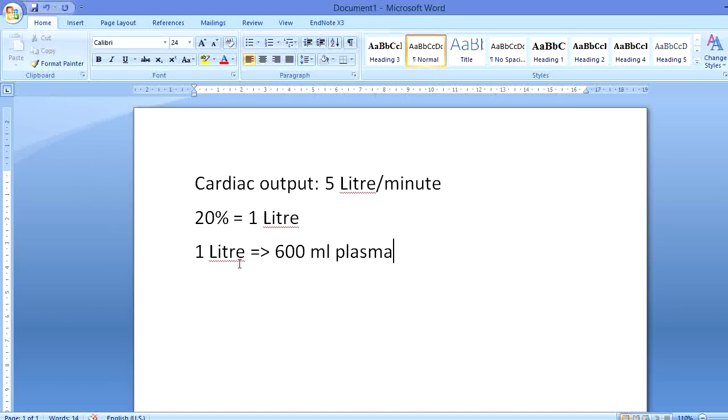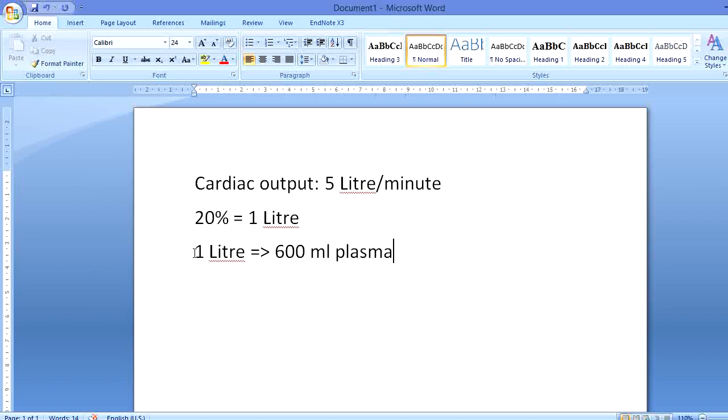Now I'm repeating this again: in every minute, 5 liters of blood goes to the aorta from the heart, and out of this 5 liters, 1 liter of blood reaches the kidney. That is 20% of blood reaching the kidney per minute. So 1 liter of blood reaches the kidney per minute.